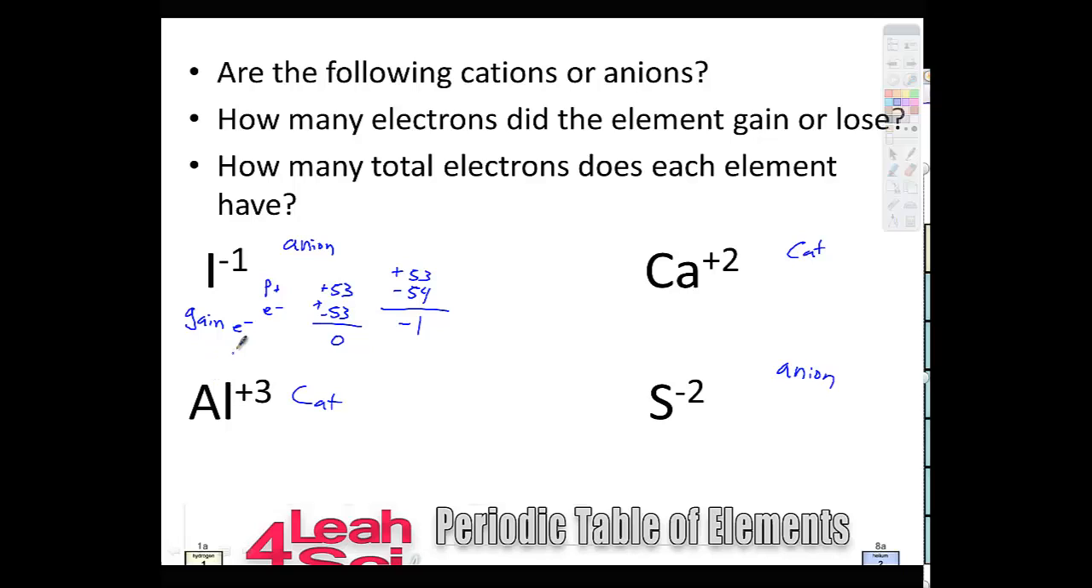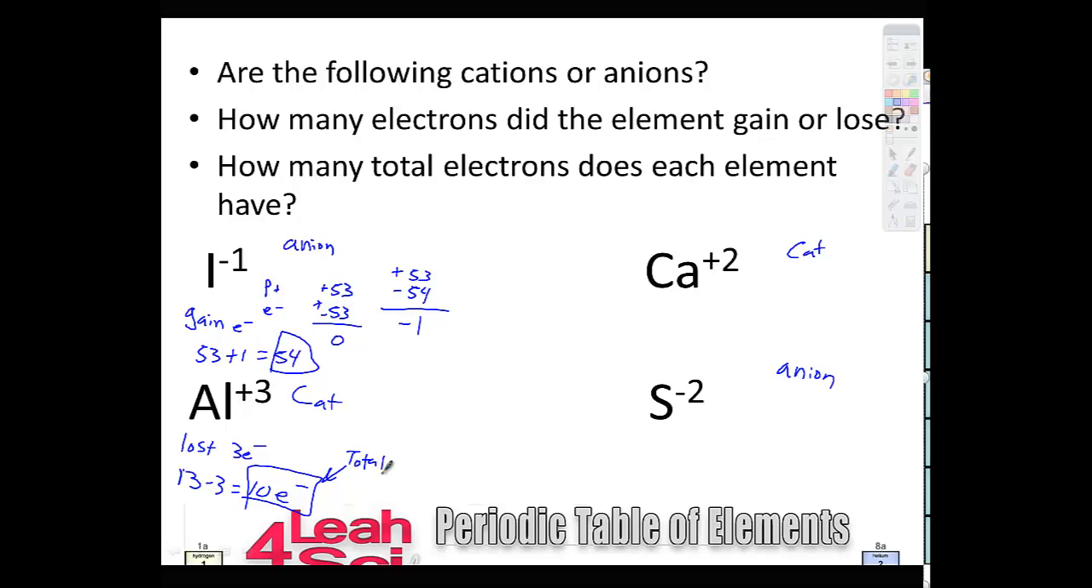So if I'm looking for my total number of electrons, again, I would start with 53 when it's neutral, plus 1 gives me 54. Okay, this one right here, when I have a plus 3, that means I lost 3 electrons. So if you look for aluminum, aluminum's number 13 on the periodic table, so I should have 13 when it's neutral. But because I lost 3 electrons, I'm going to subtract that, and I get 10 electrons. So there's my total number of electrons.